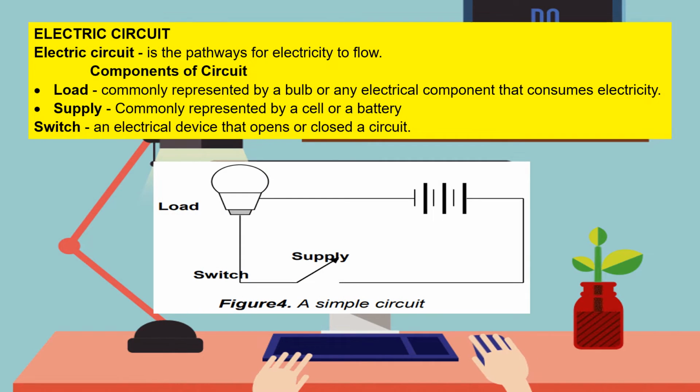Electric circuit. Electric circuit is the pathway for electricity to flow. Components of a circuit. You have the load, commonly represented by a bulb or any electrical component that consumes electricity. Supply, commonly represented by a cell or a battery. And lastly, the switch, an electrical device that opens or closes the circuit. So figure number 4 is an example of a simple circuit.